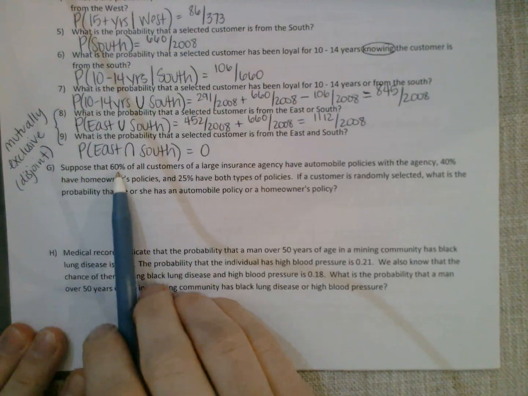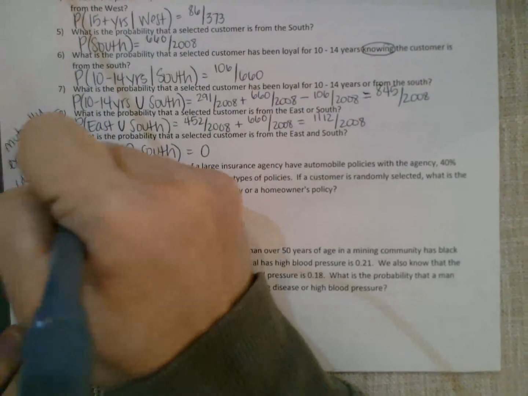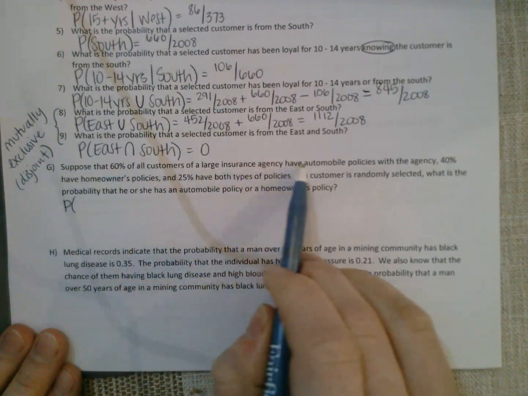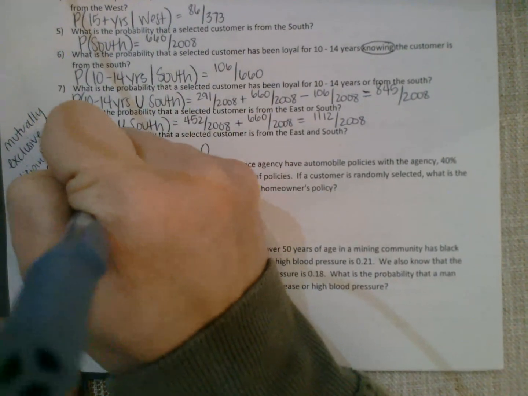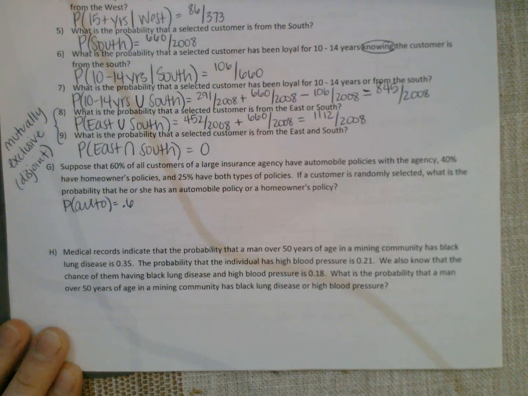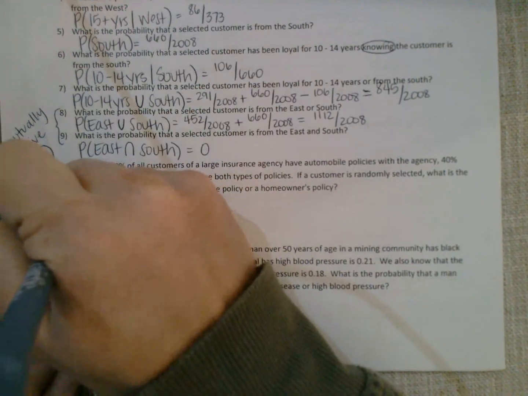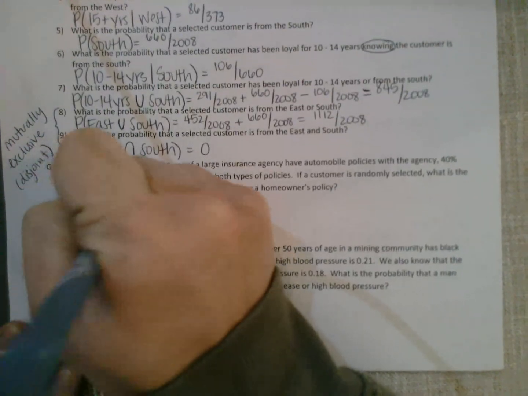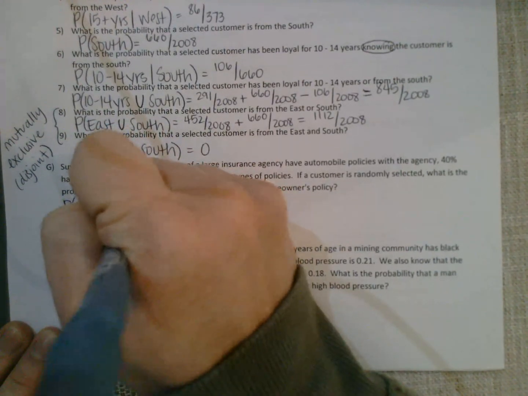So for letter G, it says, suppose 60% of all customers of a large insurance agency have automobile policies with the agency. When I read probabilities in a paragraph form, I always like to note them as I go so that I make sure I know what I'm looking at. So this 60% was the probability that someone has an auto policy. So I'm going to write probability of auto. And then I'm always going to write my probabilities as decimals because math with percentages gets weird. So always convert them to decimals. And then it says 40% have homeowners policies. So I'm going to write probability of home is 0.4.